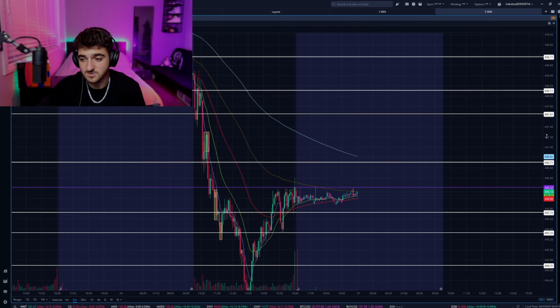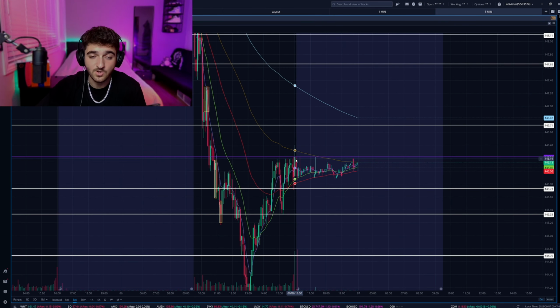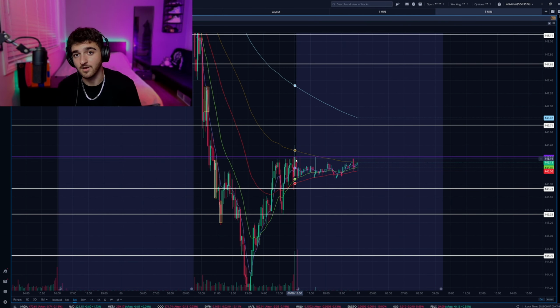Right here, PCP is 446.20. So if we dip all the way down and spike back up, you want calls off of that level with a bearish candle. And if we spike all the way up tomorrow and we fall back down and hit PCP, which is 446.20, you want to buy calls with a bullish candle.